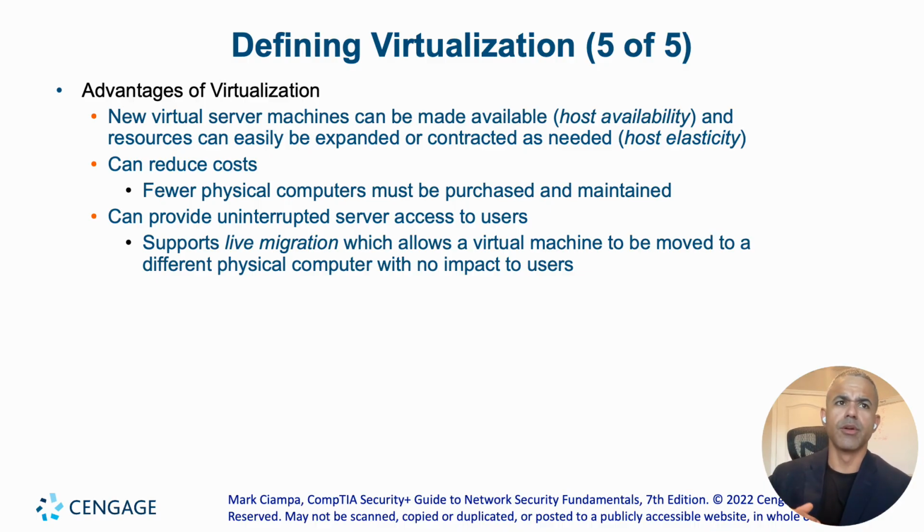It also allows for what's called uninterrupted server access to users. So in case I need to move one machine from one device to another, I no longer need to build another machine and then transport it somewhere. I can legit take an image of that virtualized instance, copy it, put it on a USB drive, whatever you need, and just transfer it someplace else. It's called live migration. I can do that without having any impact on anyone else.